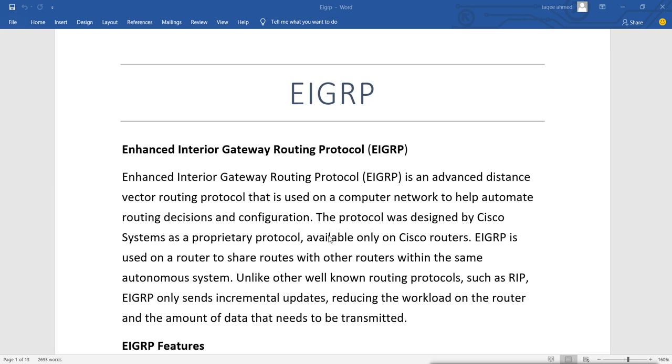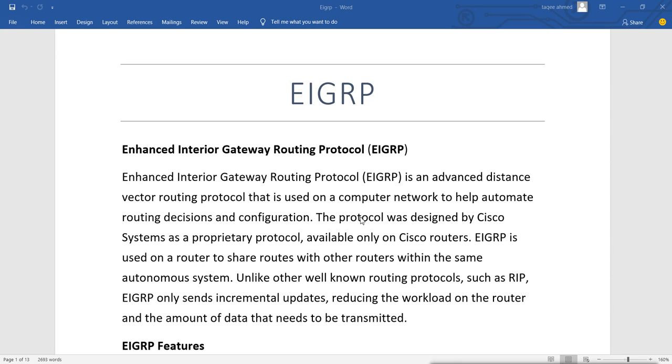Now because of EIGRP, Cisco has dropped IGRP. Now IGRP is not used on routers. Because we now have the enhanced version, we don't need IGRP. So Cisco is not using IGRP, it is only using EIGRP. It is a much more advanced routing protocol.